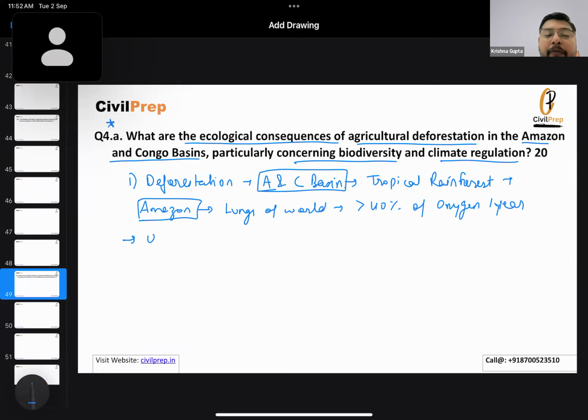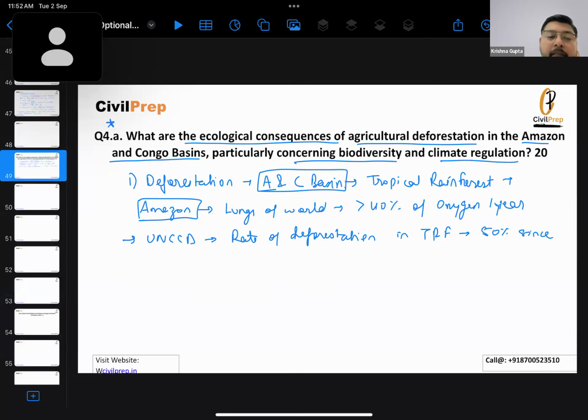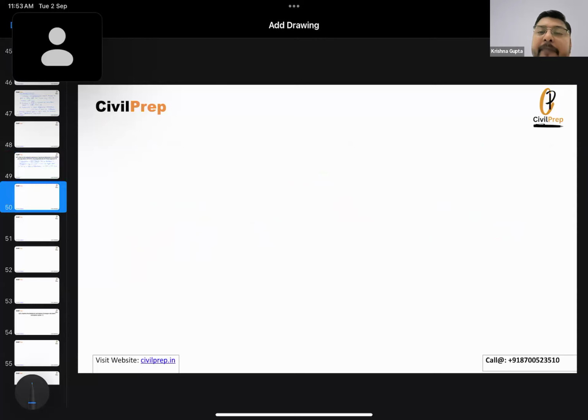Next, if we go through the report of UNCCD, we see that the rate of deforestation in the tropical rainforest region has risen by almost 50% since the 19th century. This is one of the data points we can add here to support our answer. Now, when we look at deforestation in the Amazon and Congo basin, we need to provide a map here. So in one part, we can add a map of these two regions.